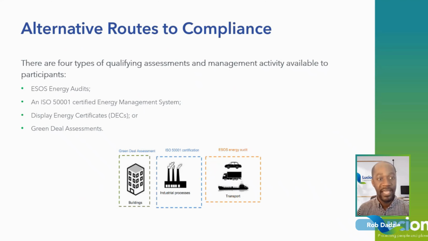There are a number of routes to compliance as listed there. What I want to say on the slide is that you can mix and match. So your buildings can be covered off in their compliance efforts through a Green Deal assessment. Your industrial processes can meet their compliance obligations through an energy management system, ISO 50001. Whereas the ESOS assessment can just look at transport, or you could just have an ESOS assessment across all 3 areas. The ESOS energy audits are typically prioritized, but there are a number of routes that you can use. EPCs would not be included within this compliance route because they're not dependent on actual data.